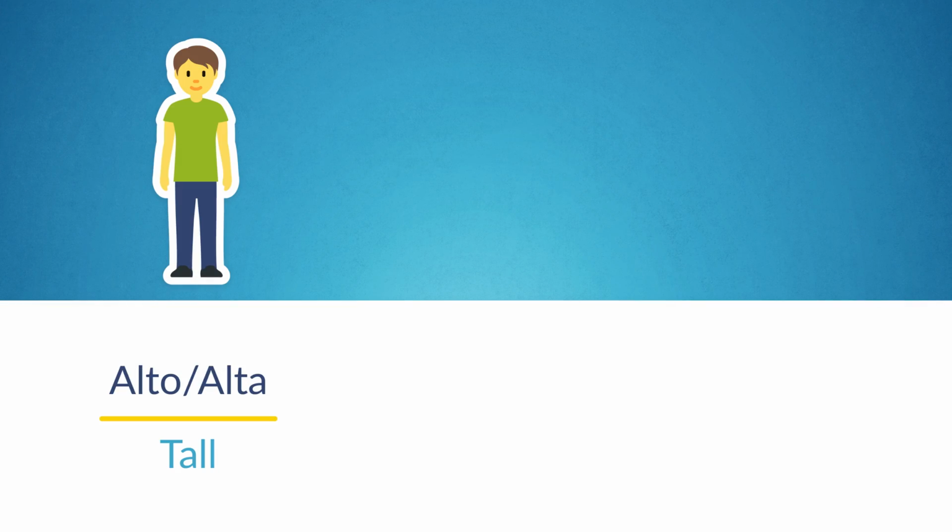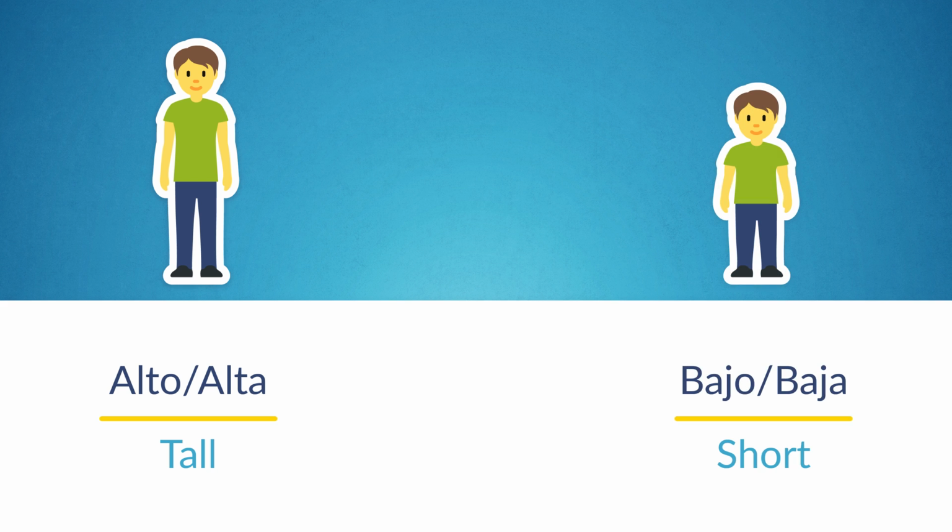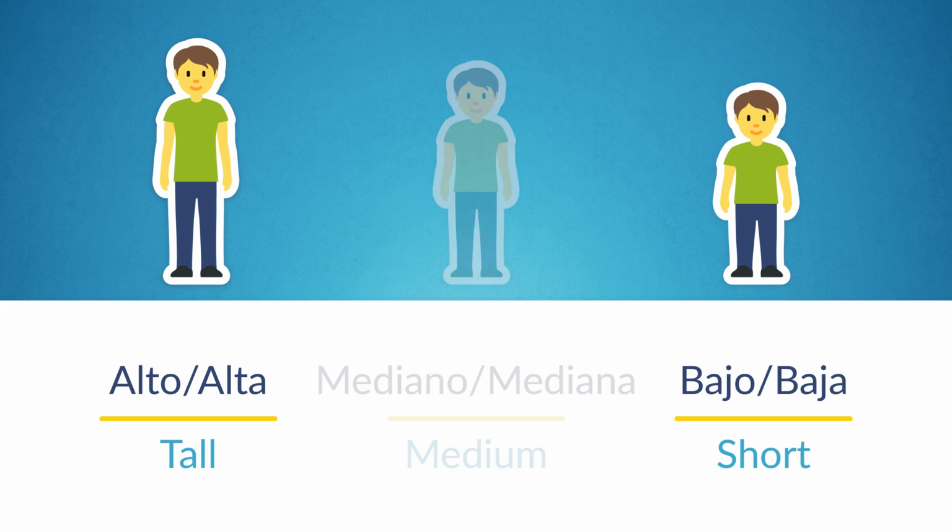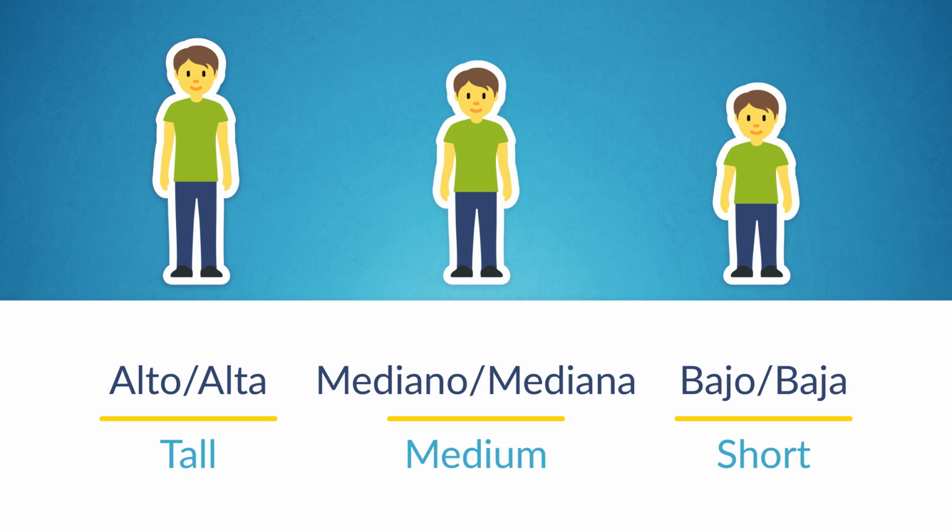Body shape and height are the first descriptors that will help people get an accurate image of your friend in their minds. You might say that they're alto or alta, meaning that they are tall. Alternatively, you might say bajo or baja, which means short. But if your pal is somewhere in between, in that case, you'd be best just using the word mediano or mediana, which means medium.